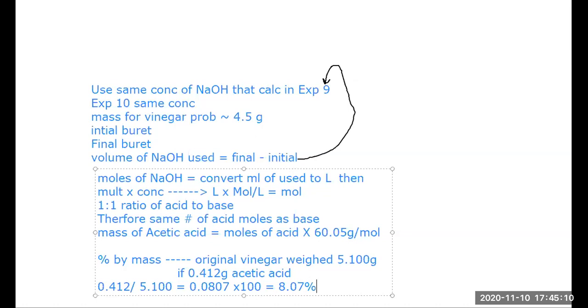So hopefully this will help you with the calculations for the experiment 10 information, which is due in a couple of weeks. Actually, for my group A people, it's due in about 6 days, I guess. Hopefully you're done by then. So questions about the calculations for that lab?